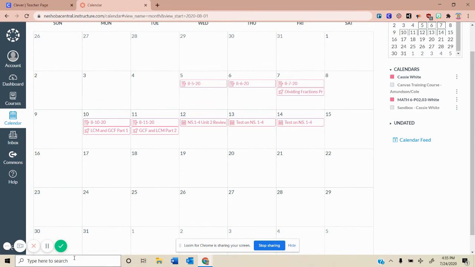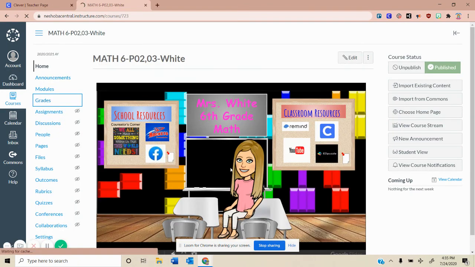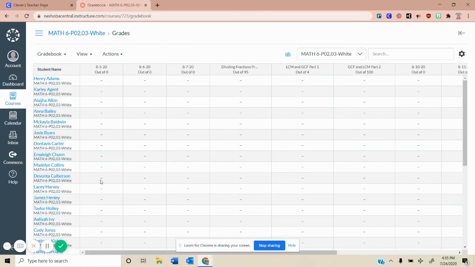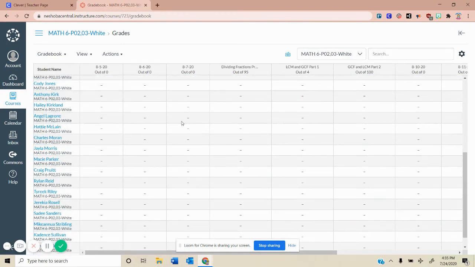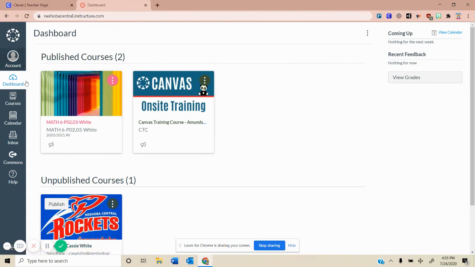So anyways, I hope this has helped you understand how to maneuver through Canvas. Also, I will tell you this last bit of information. Your grade book on here, I forgot to show you that. Hold on, let me get there. All right, so your grades on here will mirror what is in SAM. So there's your grade book. As you can tell, there are no grades in there because we don't have students in here yet. But the grades will be visible through Canvas and through SAM.